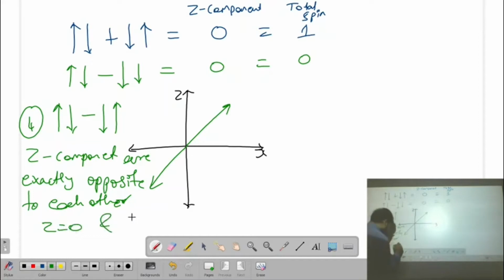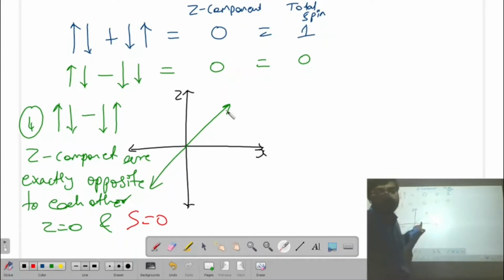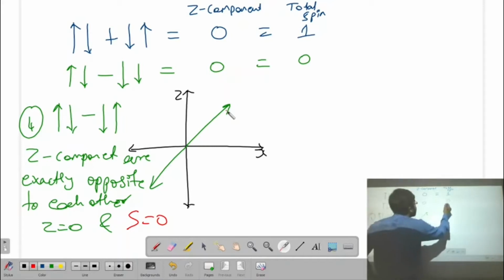and S is also 0, because both these vectors are in opposite direction. So each of them will try to nullify the other. This will not produce any resultant vector, giving us S equal to 0, because the resultant vector is not forming over here in any direction. So for this combination, the total spin will be 0.